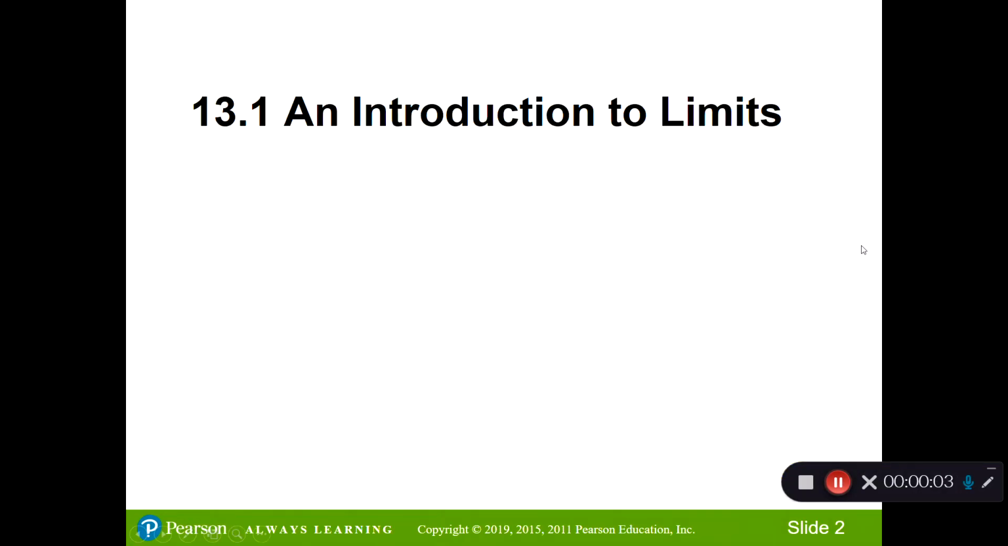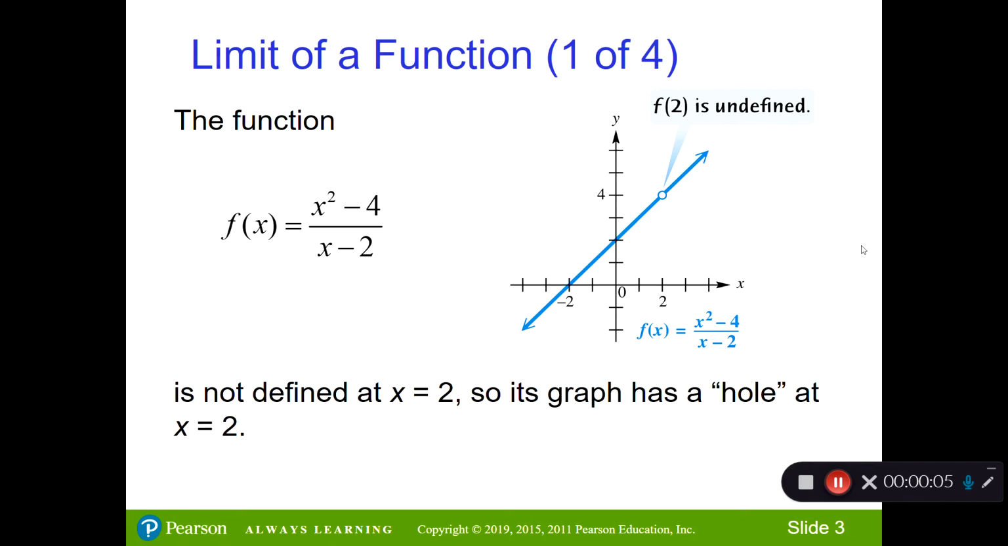Let's introduce the idea of limits of a function. So a limit of a function is a value that the function is getting close to near a particular x value. For example, if we look at this function right here, x squared minus 4 over x minus 2, it is not defined at x equals 2. We can tell that by the open circle here. So the graph has a hole at x equals 2.